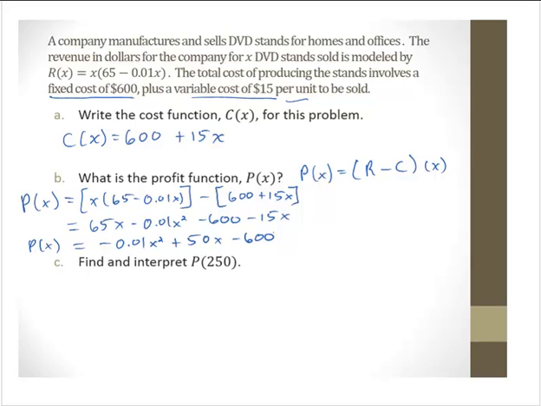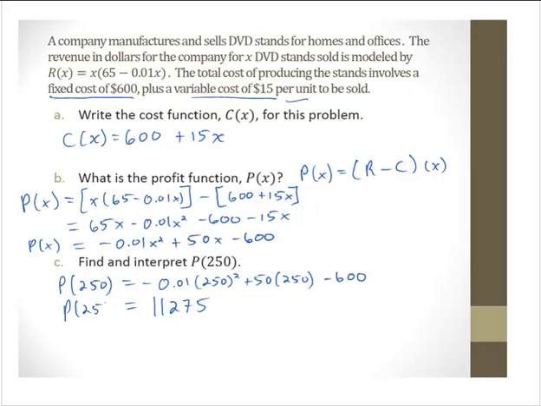Part C asks us to find and interpret P of 250. So P of 250 would be negative 0.01 times 250 squared plus 50 times 250 minus 600. Using a calculator, I found this expression to be equal to 11,275. So P of 250 is 11,275.